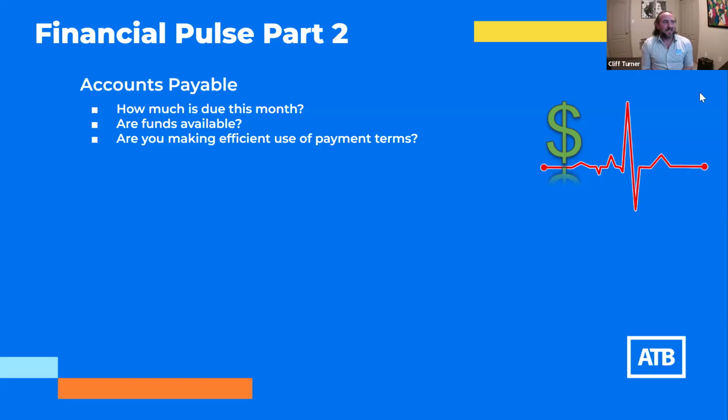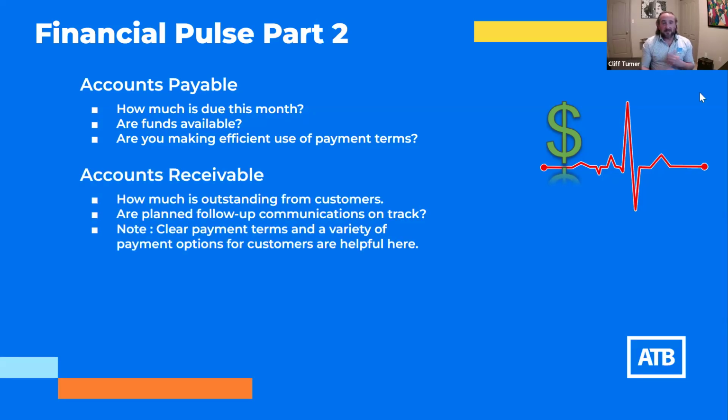So this is something to ask when you're looking at your accounts payable. What do you have due? Do you have money to cover it? But are you using it as efficiently as possible? Right? The second number we're going to look at is the reverse of this.